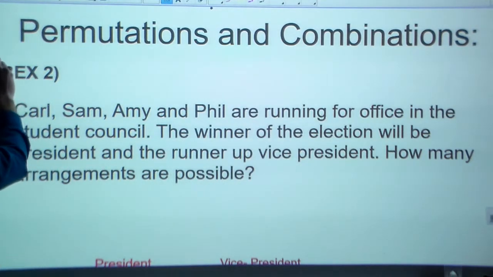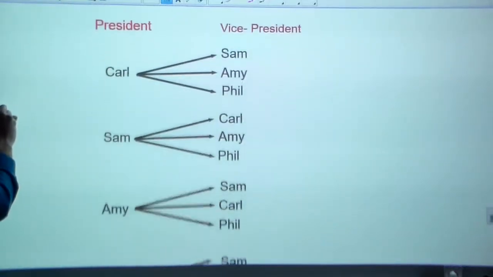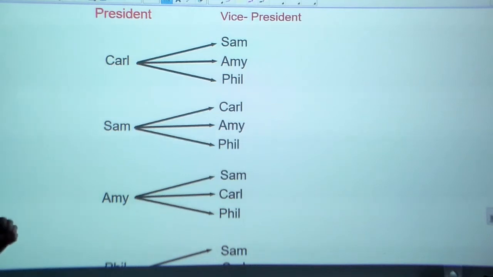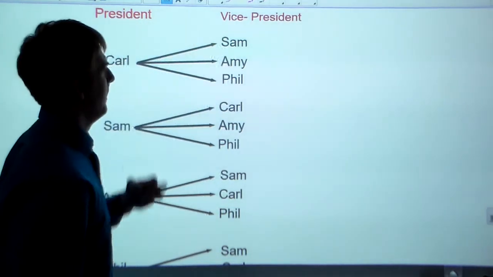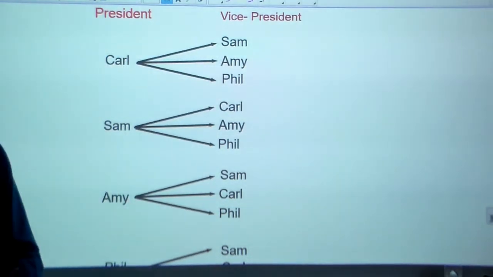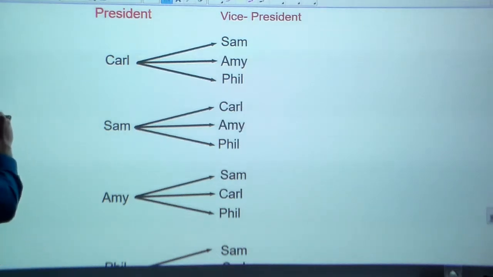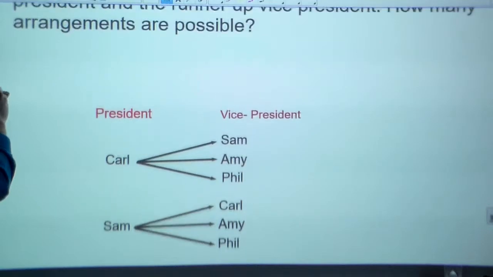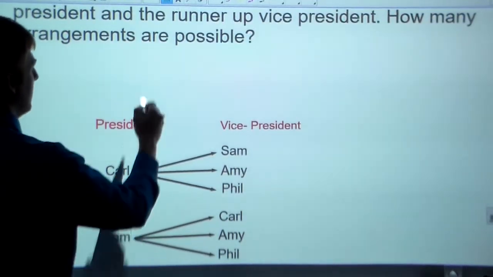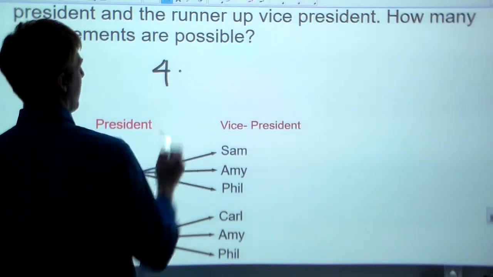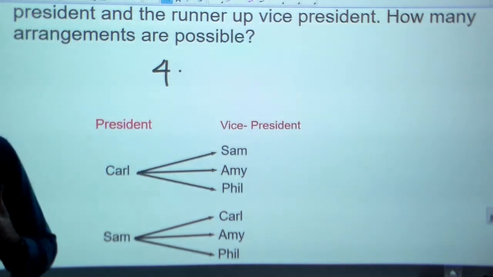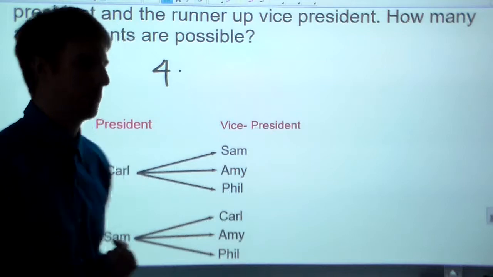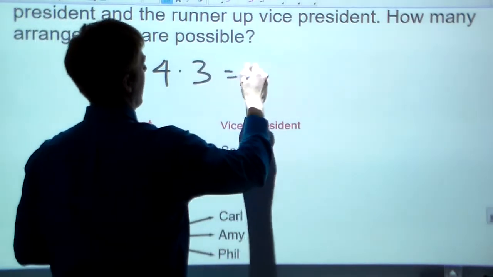How many arrangements are possible? So here's everything that could go down for president and vice president. So maybe Carl gets elected president. Well, there's 3 people that could be vice president under Carl, and so on. That's kind of the idea. So what we're ending up here, if you want to know how many ways are possible, you got 4 people running for president, and then as soon as one person becomes president, there are now 3 people left in the race that could be vice president. So that's 4 times 3 is 12.